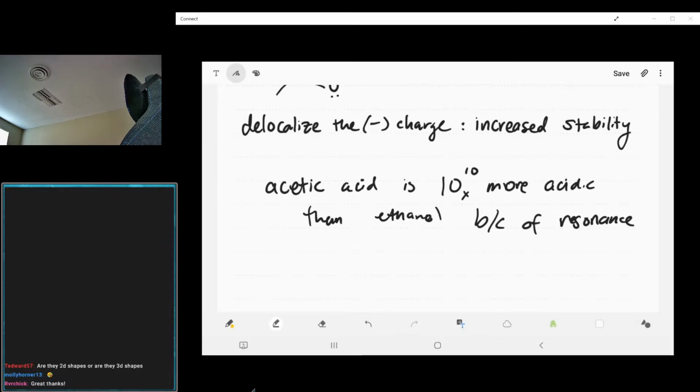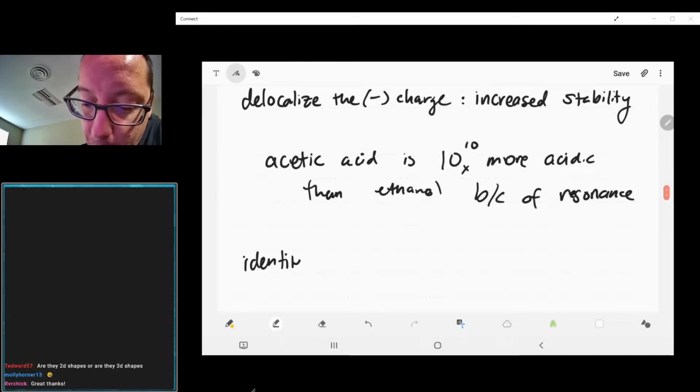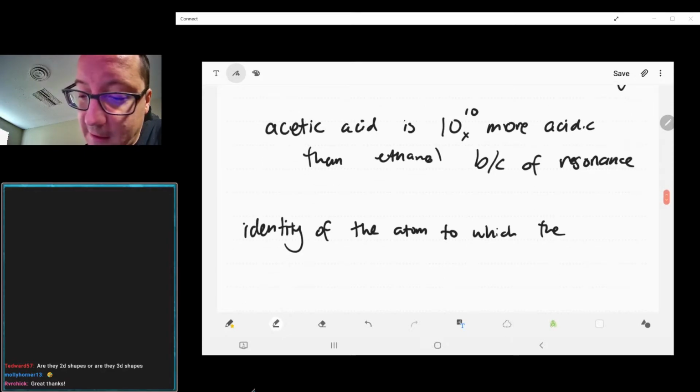10 billion times more acidic, just for throwing in resonance in there. So, as you can see, just stabilizing that a little bit makes it a much stronger acid. So resonance is one way that we can accommodate charges like that. Another way is the identity of the atom where the acidic H is, the acidic proton is.